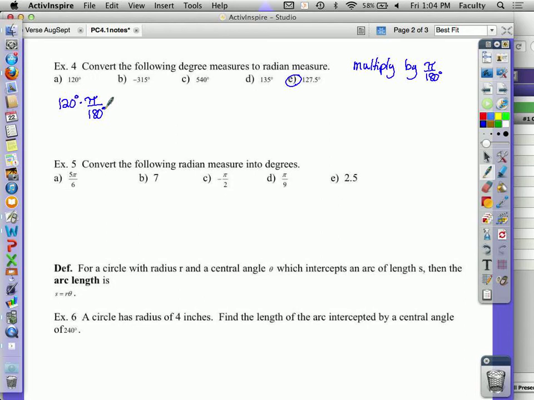You need to be looking for things like 30-degree multiples, 45-degree multiples, 60-degree multiples, and 90-degree multiples. 60 goes into 180 3 times. 60 goes into 120 2 times. That's 2 pi over 3, and I did not have to use a calculator, okay? Now, try B, C, and D without the calculator, and do E with your calculator.